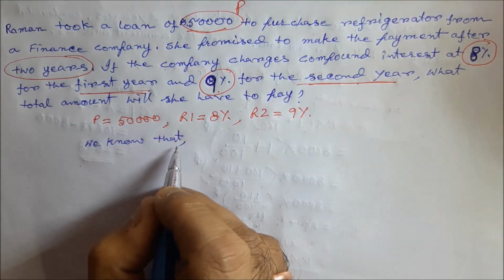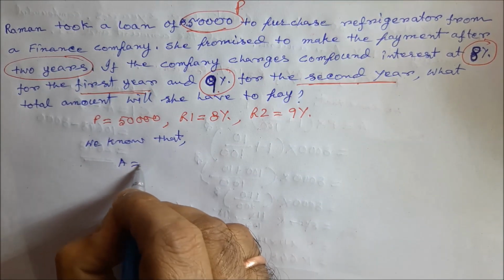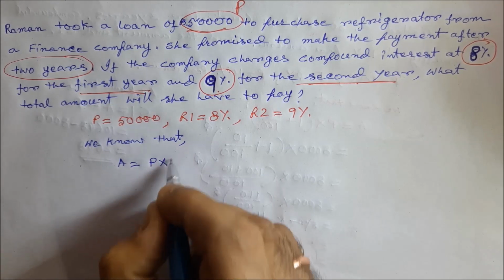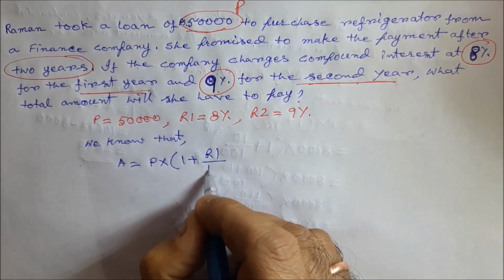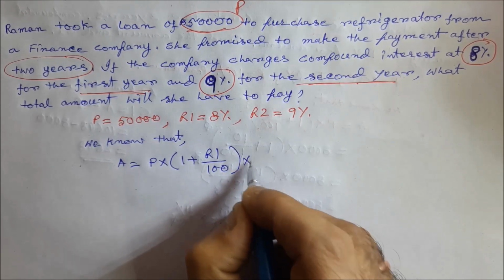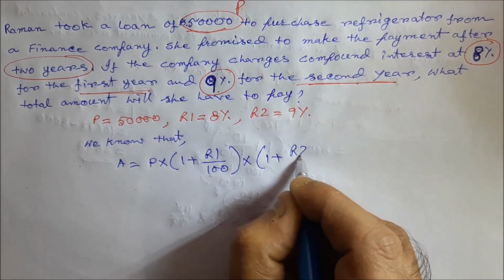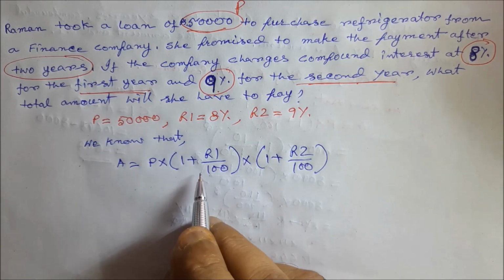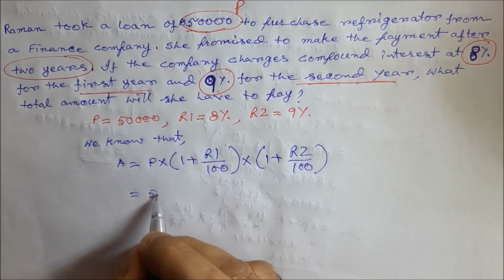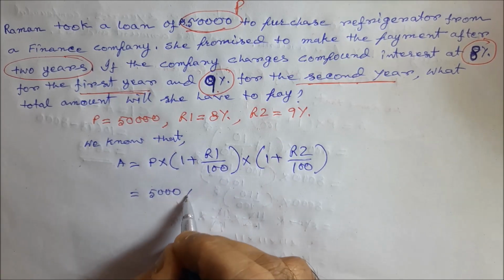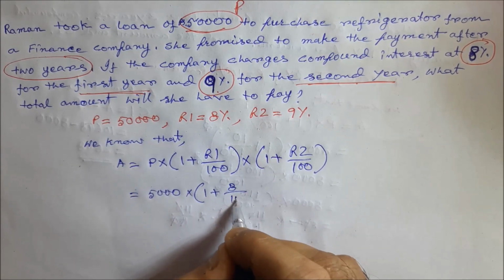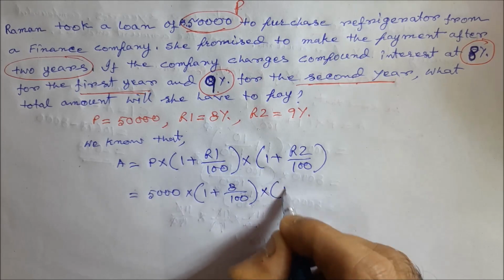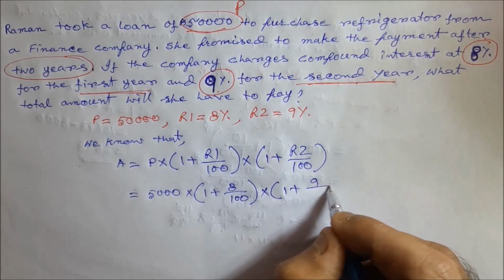We know that amount is equal to P multiplied by (1 plus rate 1 by 100) multiplied by (1 plus rate 2 by 100), isn't it? We already learned this formula. So 50,000, 1 plus 8 by 100 and 1 plus 9 by 100.